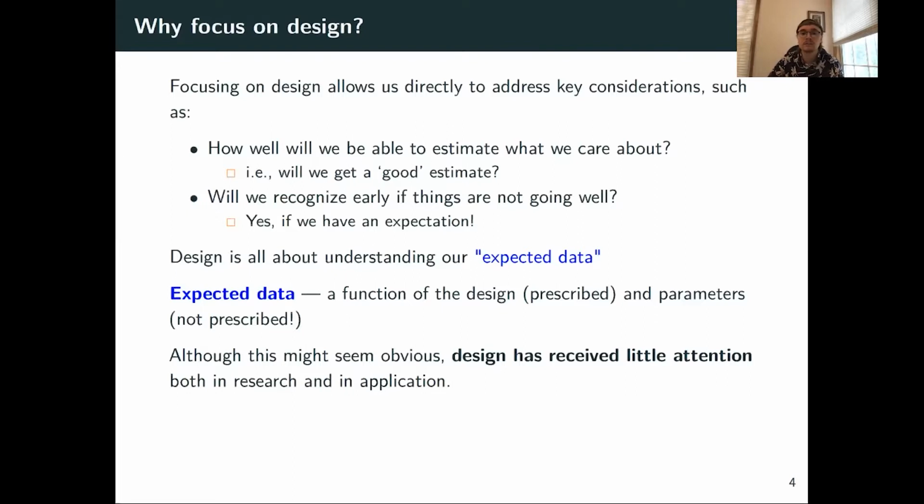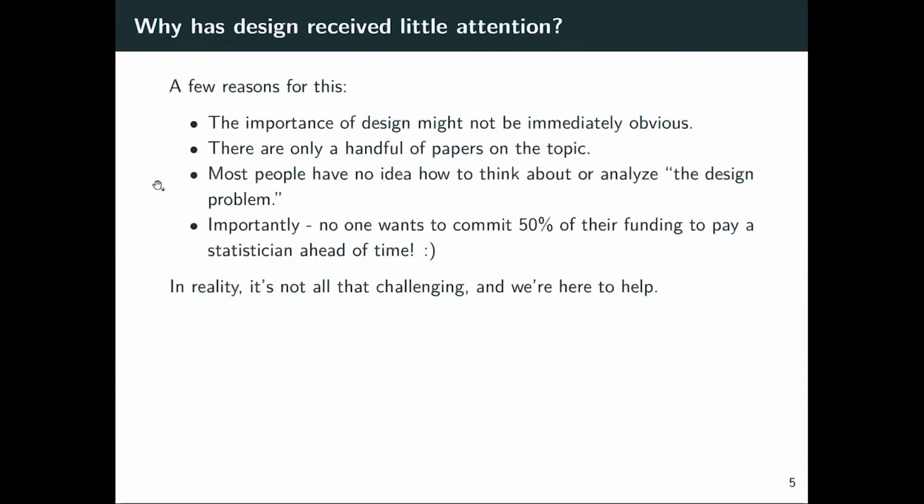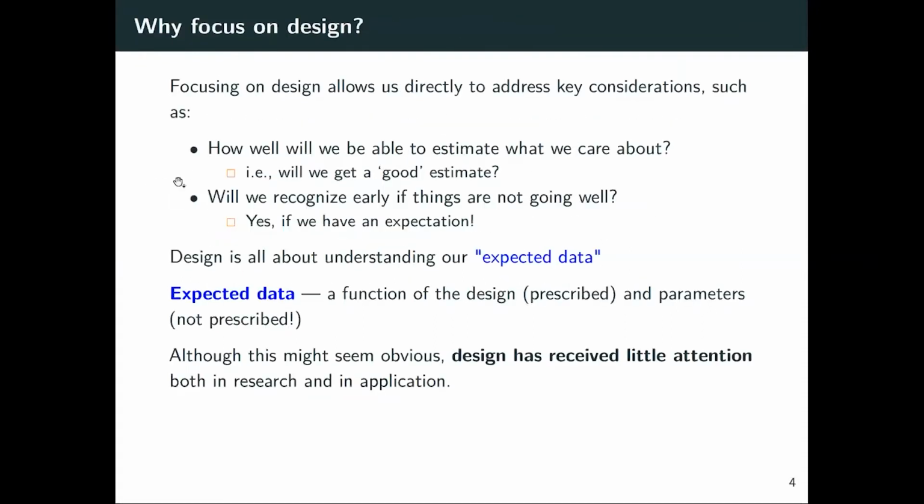Will we recognize early on if things are not going well? So if you go out and you have your sampling design out there, you're starting your study, will you know within the first occasion if you're getting the data that you would expect? That's a really key component here, is that design is all about understanding your expected data. And that's a function of the prescribed and not prescribed parameters, which are basically governing the study. So these things may seem obvious, but you can play in your favor by thinking about sampling design ahead of time.